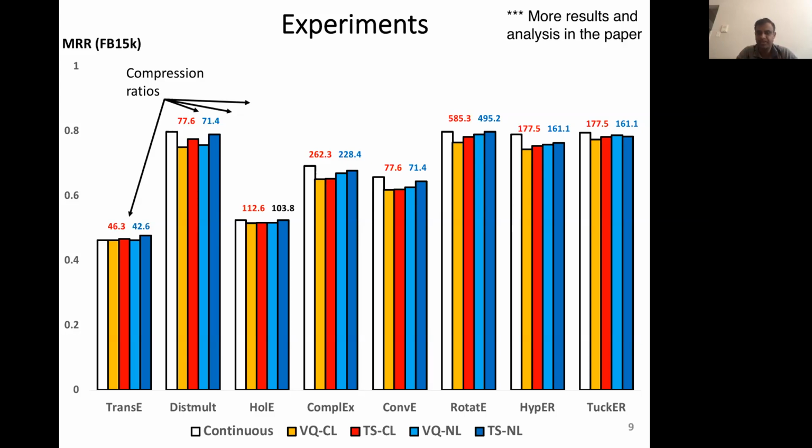We find that the discrete representations sustain only a minor loss in performance and sometimes can actually even be better while being able to obtain significant embedding compression. So for example, here we obtain compression ratios as high as 40 to 500x.